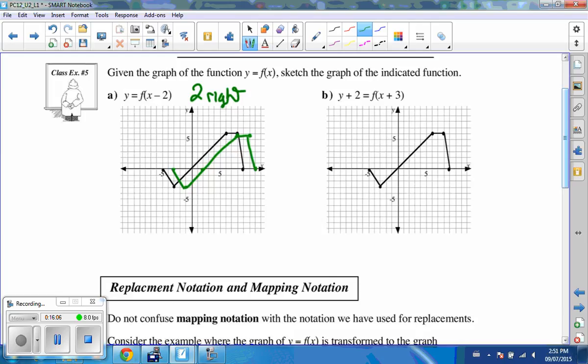Okay. This one here is going to go 2 down and 3 left. So 2 down and 3 left is going to put it there. 2 down, 3 left there. 2 down, 3 left there. 2 down, 3 left there. And okay, connect your dots. That's where that one's going to go.